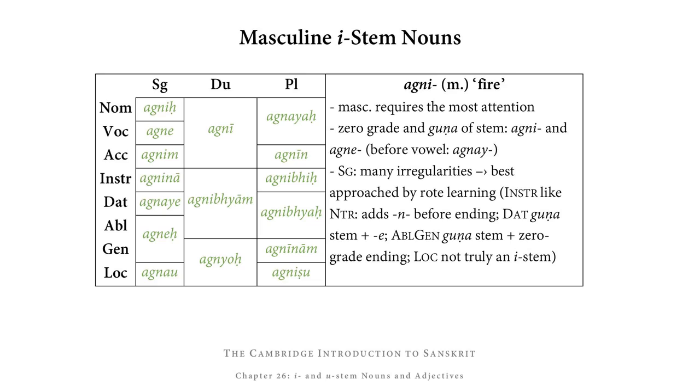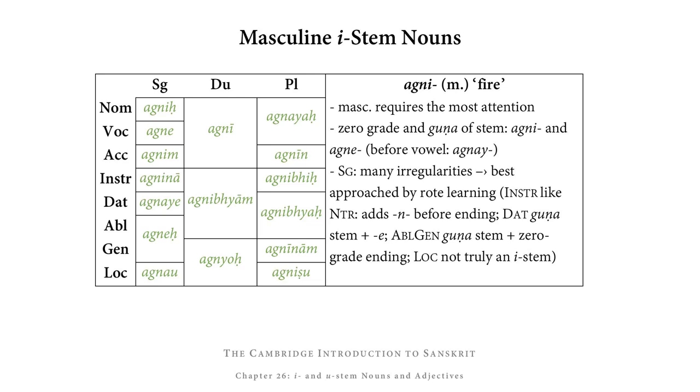Up next, masculine I stems. These require the most attention among I stems because, formally speaking, they are the most complex. They have both the zero grade and the guna of their stem. So, for example, of a masculine I-stem noun such as agni, meaning fire, we get agni as the stem, but also agne. Agni ends in a zero-grade vowel I. Agne ends in the guna of I. So agni, in a way, is zero-grade, agne is guna. The guna stem furthermore appears as agne only before consonants. Before vowels it appears as agnay.